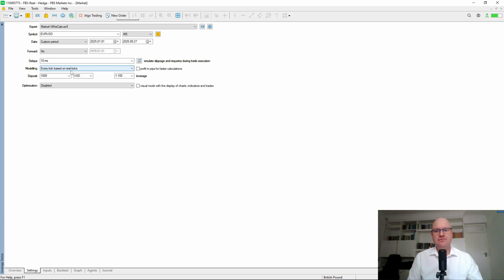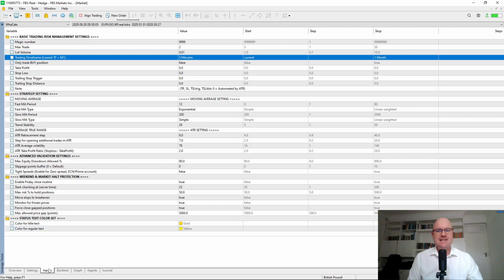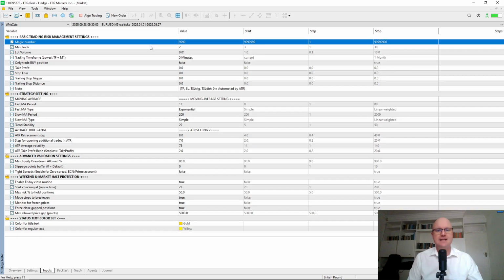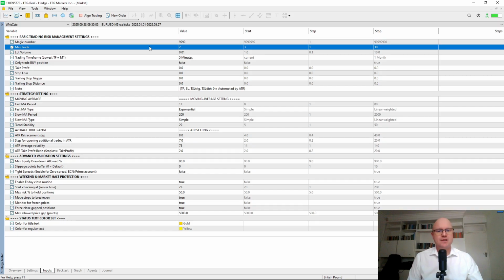So now that we've looked at the inputs for the test, let's take a closer look at the settings you can adjust, as this bot is highly customizable. Now we start at the top with our magic number, and if you want to run the expert advisor on different pairs and instruments, make sure to adjust this for each of the pairs that you are trading.